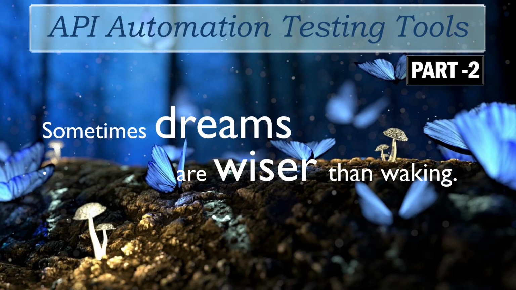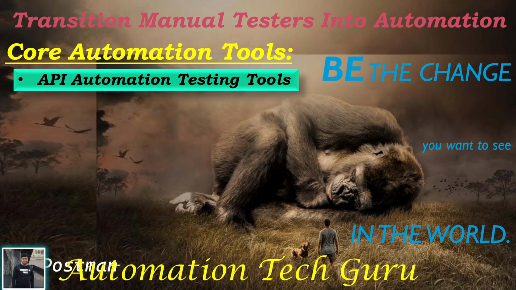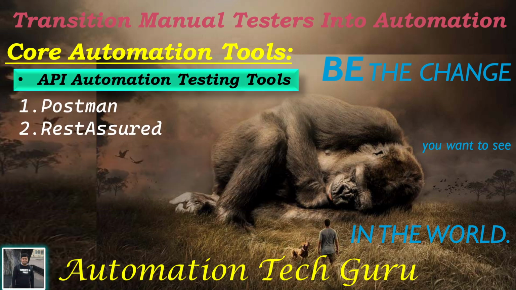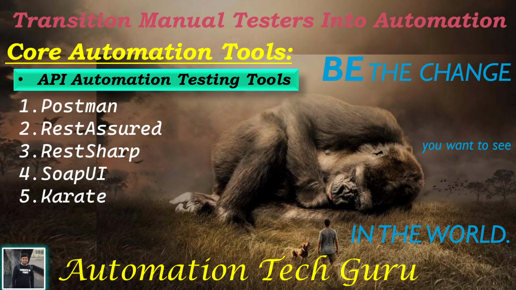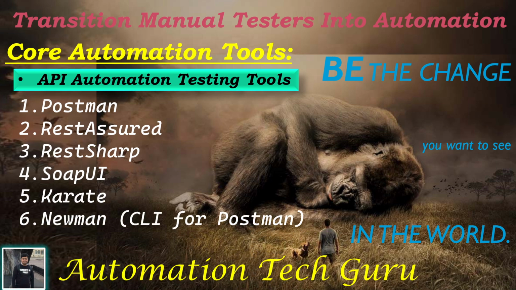In API automation testing tools, part two, we will see Postman, Rest Assured, RestSharp, SOAP UI, Karate, and Newman CLI for Postman. So these are the six automation tools which are useful for API automation.